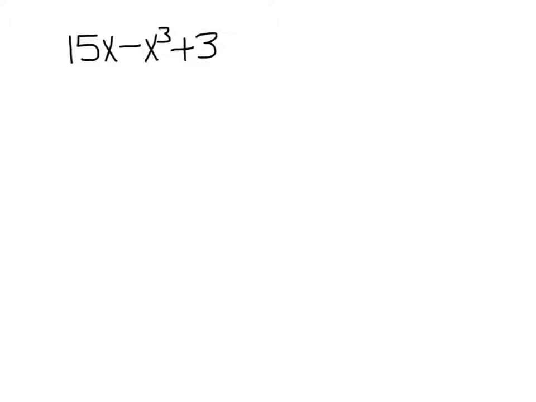15x minus x cubed plus 3. In order for that to be written in standard form, the first term needs to have the highest degree, and then it needs to be written in descending order. So this degree is 3, this degree is 1, and this is a constant. So we need to rewrite that in standard form.